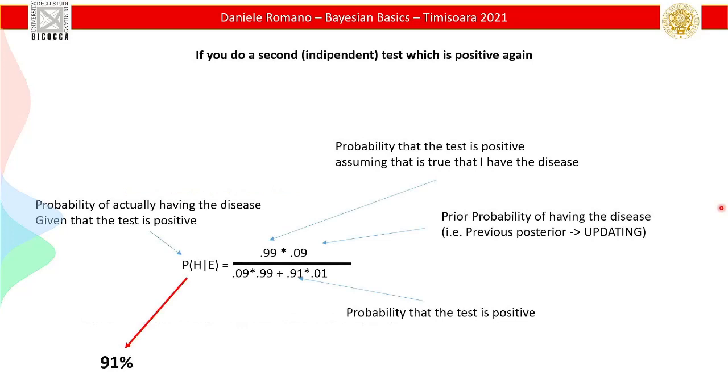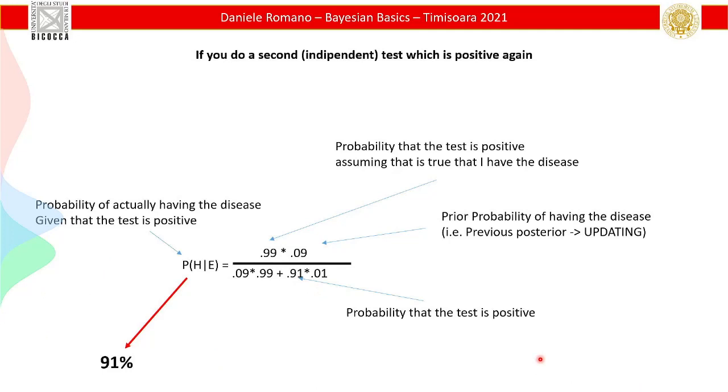And now the idea of updating. My posterior belief is 9%. If I run a new test, that 9% becomes my prior belief, because now I already have the belief that I have a 9% chance of having that disease. And if I run again an independent test, of course it has to be independent to be a reliable measure, and I replug the numbers and the test is again positive, now I have 91% chances of having that disease. So what was my posterior becomes my prior.